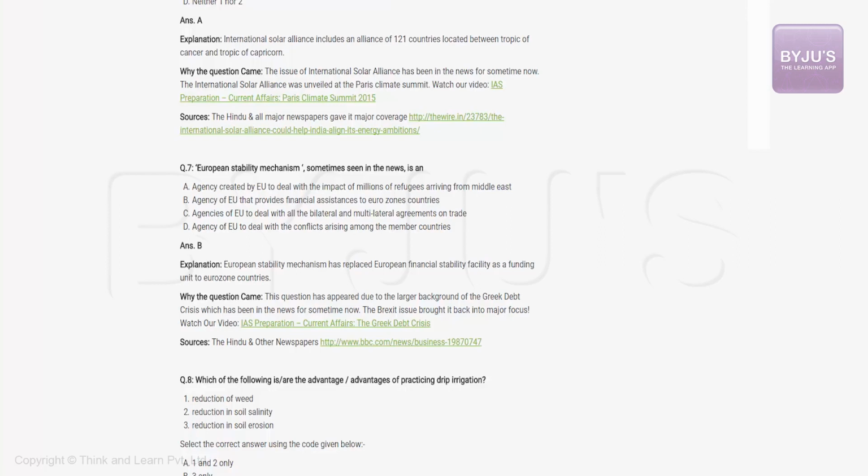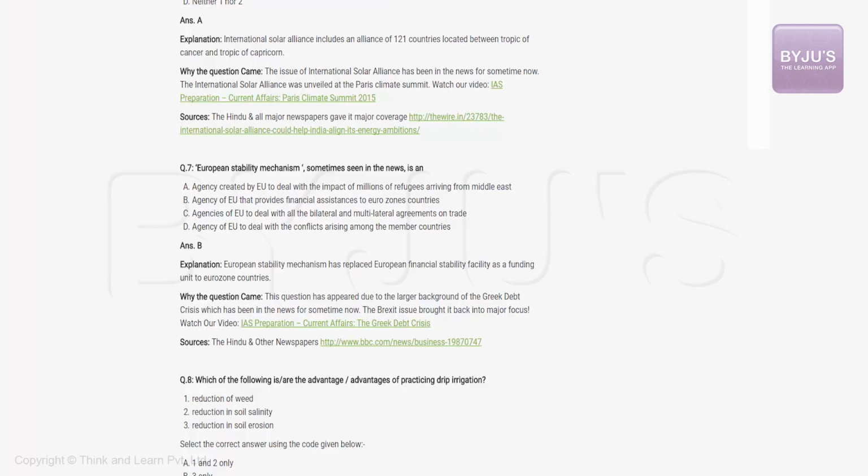Now, reduction of weed, if you studied about drip irrigation, you will know that the weed also comes because of 2 things. One is that extra water and the extra fertilizer is going into the areas around the plant, and there the weed starts growing. But in drip irrigation, what happens? Both fertilizer as well as the water is given directly to the root of the plant. So less water and fertilizer is available for weeds to grow with. So if you use that logic, reduction of weed is also a good part of this, right? So the answer most likely is C, 1 and 3 only.